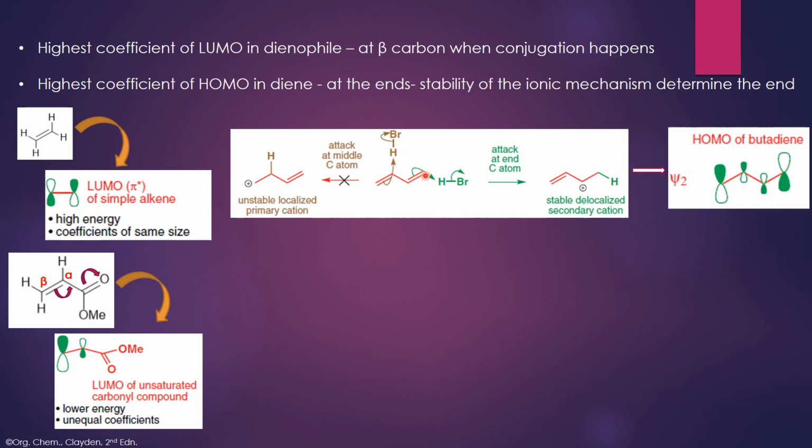And now we can see what happens. The HOMO of butadiene is the molecular orbital which is going to get involved in the Diels-Alder reaction. We can see that for the HOMO of butadiene, in normal cases without any substituent, the coefficient will be lesser for the middle carbon atom and greater for the end carbon atom, right? Here we can see the coefficient is greater for the end carbon atom because the reaction through the end carbon atom is more preferred than the middle carbon atom.